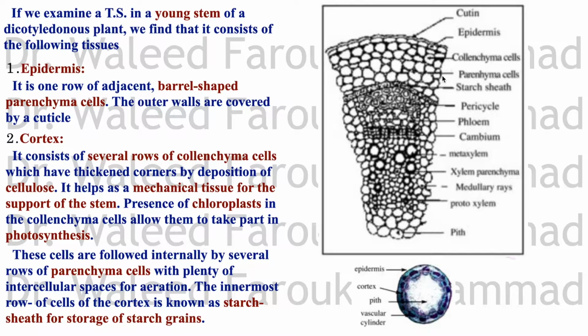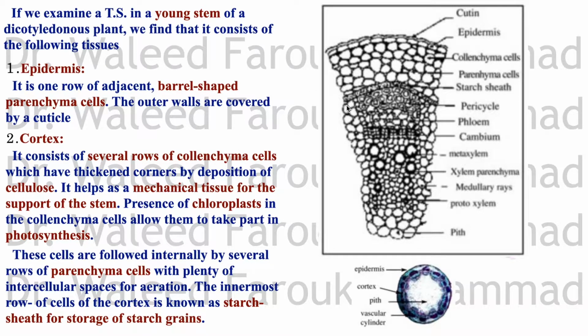First of all, this thickness here you see is the cortex, and the rest is the main core of the young stem. The cortex: the first row of cells is the epidermis, barrel-shaped parenchyma cells, as you can see here, and the outer walls are covered by a layer of cutin or cuticle. This is the epidermis that covers the cortex.